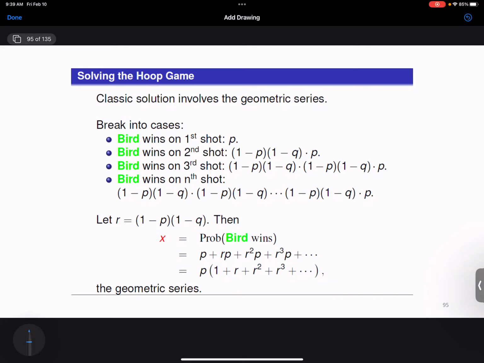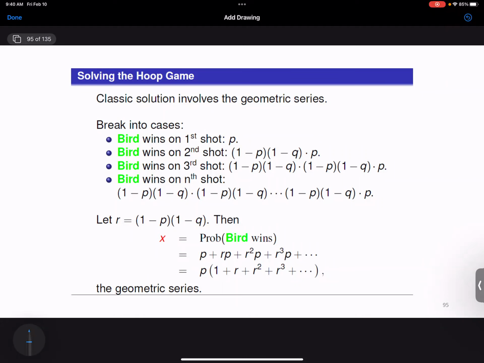It seems reasonable that this sum should converge. You know, eventually, one of them will get a basket unless P and Q are both zero. As long as they're not zero, eventually, one of them should get a basket. So it makes sense that this sum should converge. And so if we knew the geometric series formula, we'd be done.